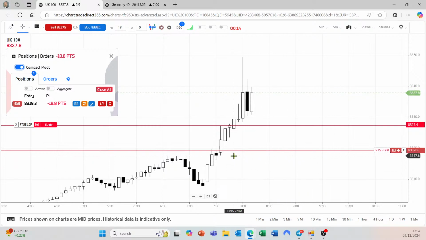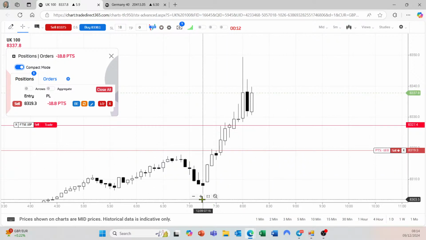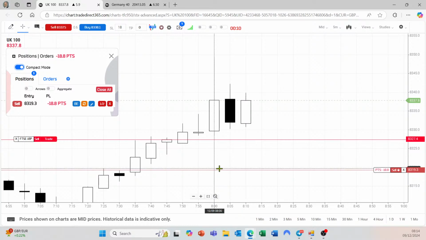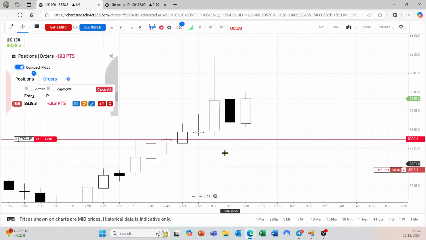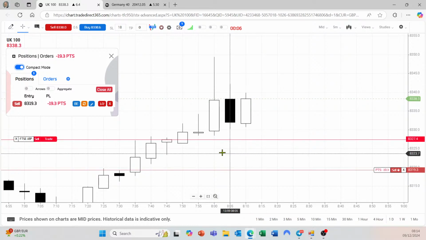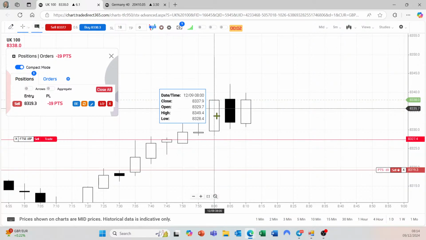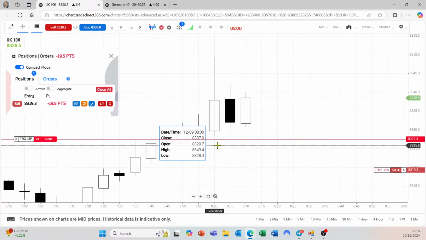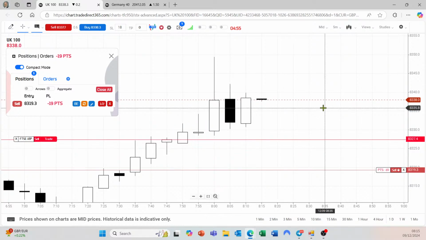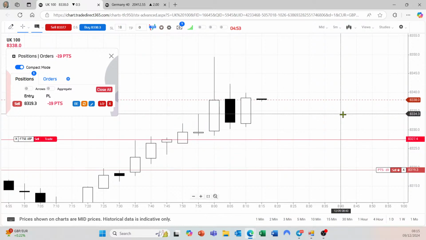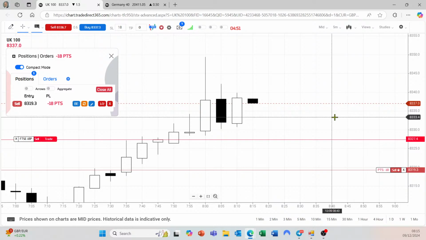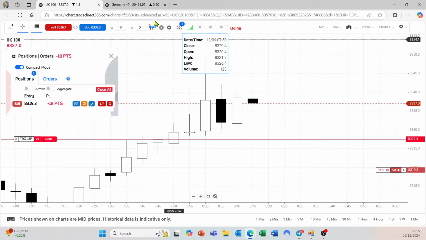So the FTSE has issued the first bar was positive. So if we trade below the low, which comes in at 8,328, that means a tick down to 8,327 would have me short.